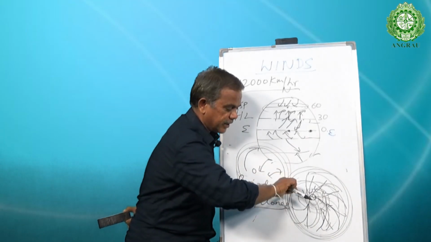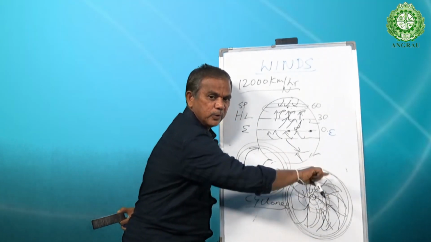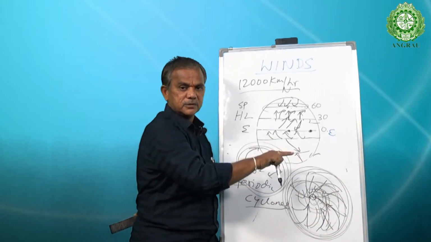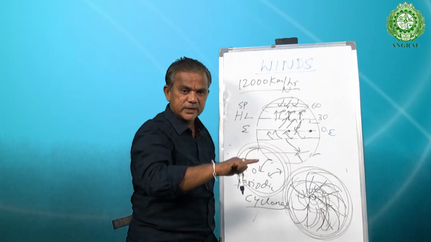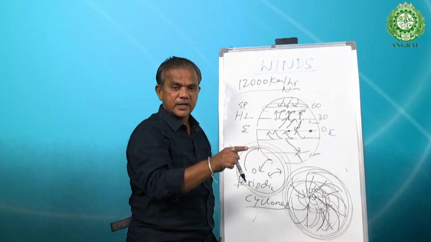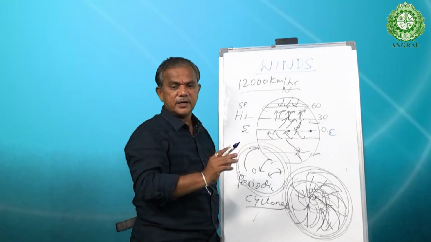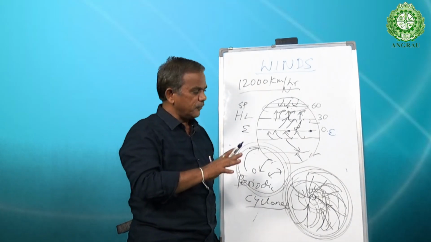Since the air is coming from the central part to the surrounding areas and is being deflected, it looks to be moving in a clockwise direction in the northern hemisphere. So for an anticyclone, the air will be moving clockwise in the northern hemisphere. For a cyclone, the air will be moving anti-clockwise in the northern hemisphere, and vice versa for the southern hemisphere. So these are the important wind movements.